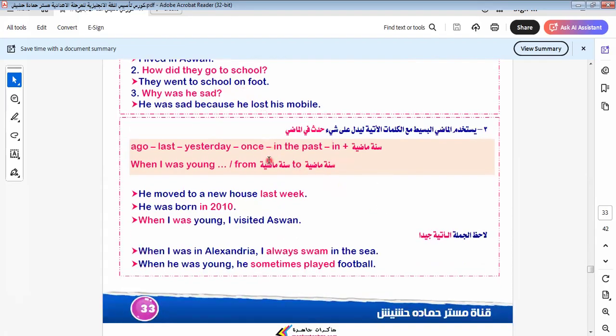Let's know the keywords related to this tense. It will be here ago. So the keywords used with the past simple tense are ago, last, yesterday. These are the famous keywords that we use with this tense. If we see any of these keywords in the sentence, the verb must be in what? Without thinking, in the past simple form. Here we say ago, last, yesterday, once.